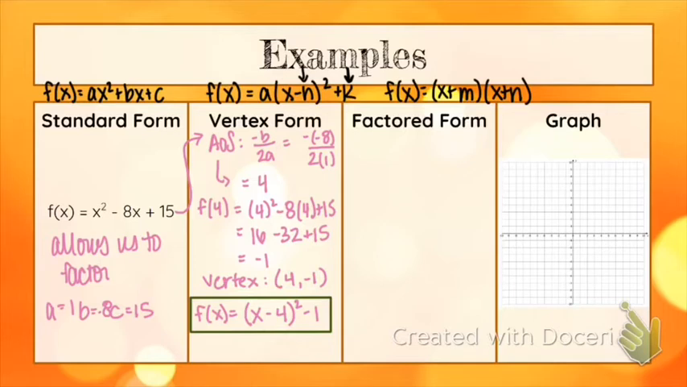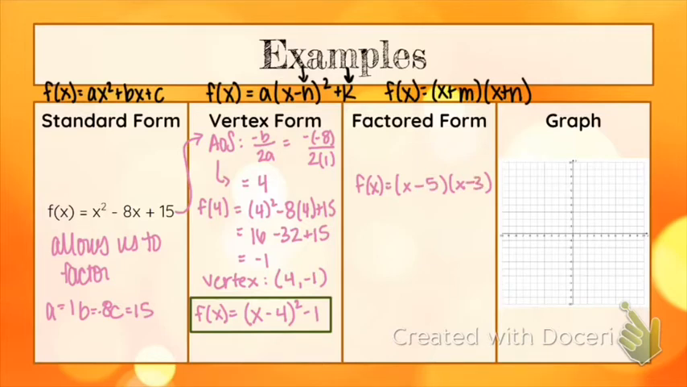All right, finally, we are going to go to factored form. And factored form is found by using the standard form as well. So we need to factor our equation into two binomials. And in this equation, a is equal to 1, so we don't have to use the x method or anything. But we need two numbers that multiply to get positive 15 and add to get negative 8. So that's going to be negative 5 and negative 3.